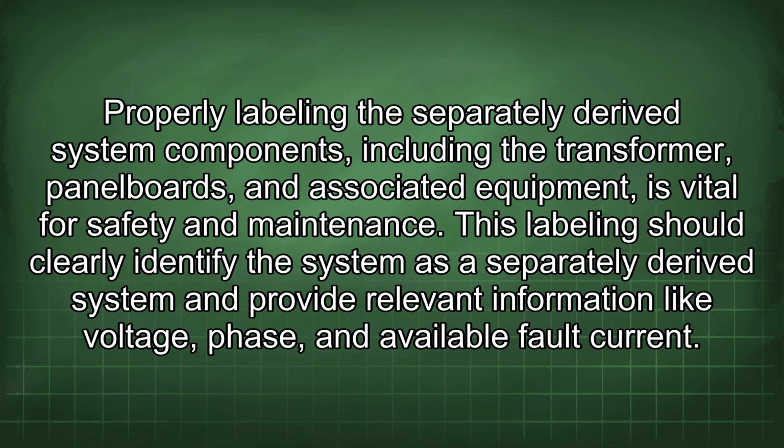Properly labeling the separately derived system components, including the transformer, panel boards, and associated equipment, is vital for safety and maintenance. This labeling should clearly identify the system as a separately derived system and provide relevant information like voltage, phase, and available fault current.